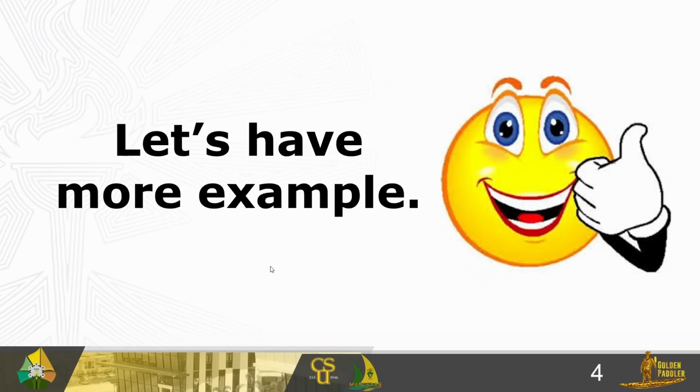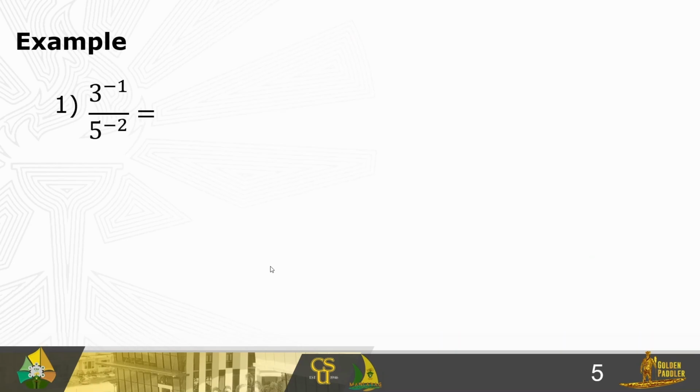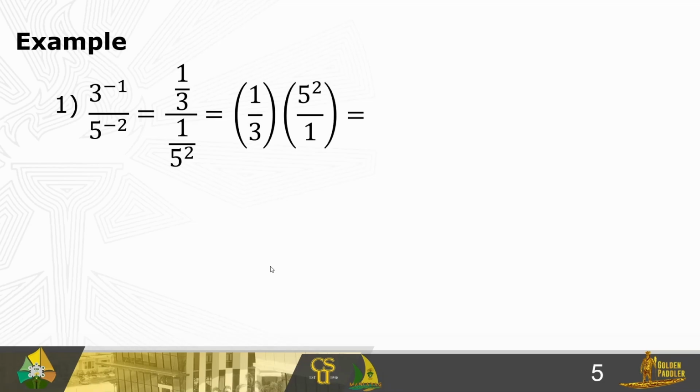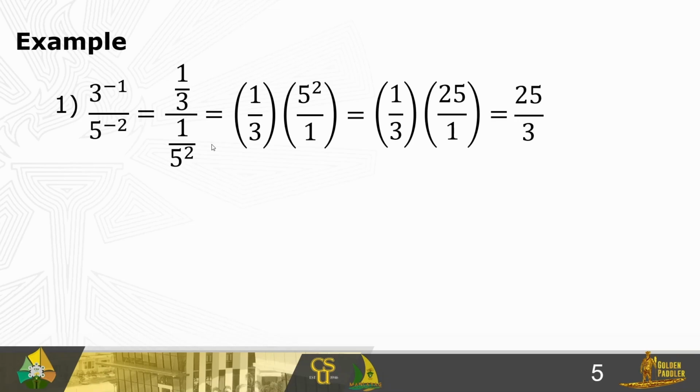Now let's consider more examples. 3 raised to the power of negative 1 over 5 raised to the power of negative 2. Since their exponents are negative, then we are going to take the reciprocal. So that becomes 1 over 3 all over 1 over 5 squared. And taking the reciprocal, so we have 1 over 3. The reciprocal of 1 over 5 squared is just 5 squared over 1. So we have 1 over 3 times 25 over 1, which is simply equal to 25 over 3.